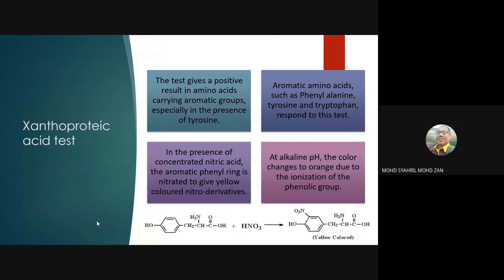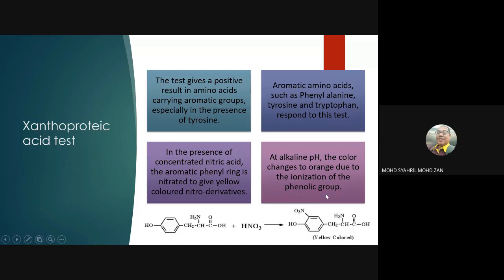Okay, xanthoproteic acid test. The test gives a positive result in amino acids carrying aromatic groups, especially in the presence of tyrosine. For example, phenylalanine, tyrosine, tryptophan, we have what we call aromatic amino acids. In the presence of concentrated nitric acid, the aromatic phenyl ring is nitrated to give yellow-colored nitro derivatives. At alkaline pH, the color changes to orange due to ionization of the phenolic group.